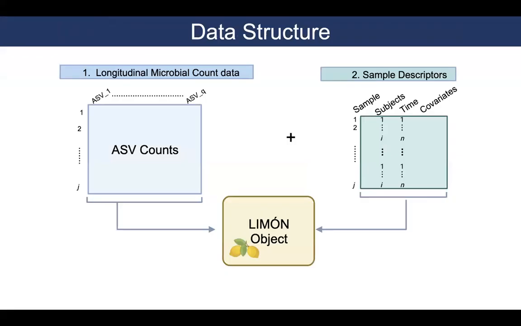This package is designed to take a microbial count table, and it provides sample metadata. The format is required to have a column of subject IDs, the repeated measure, and a column of time points. Users can also provide covariates of interest.